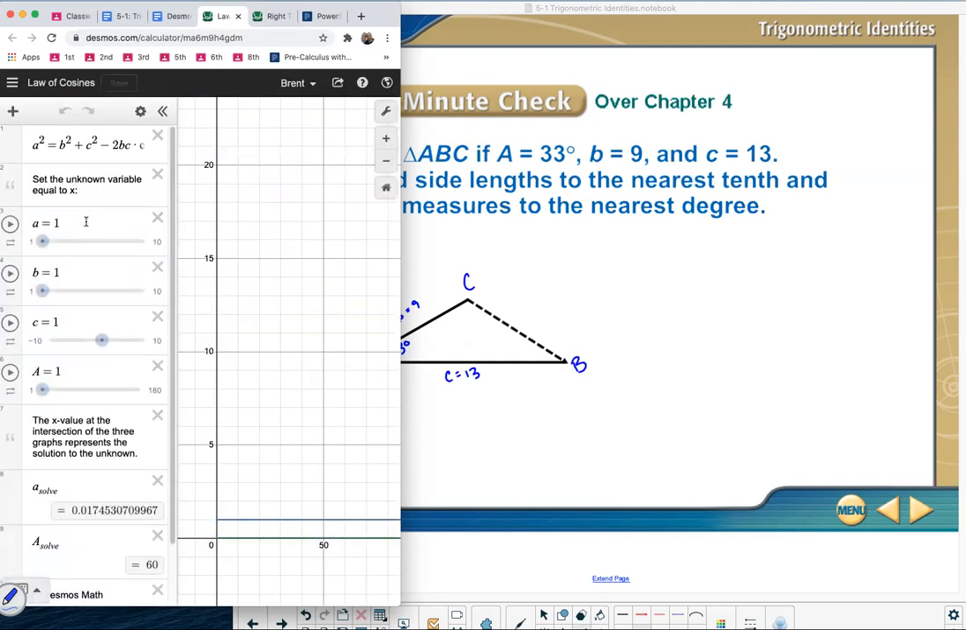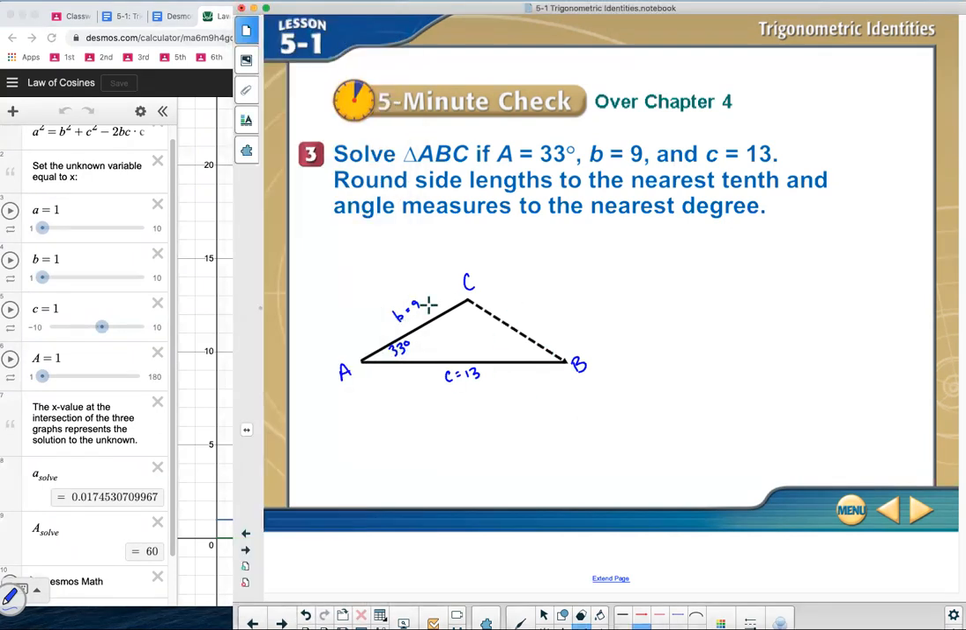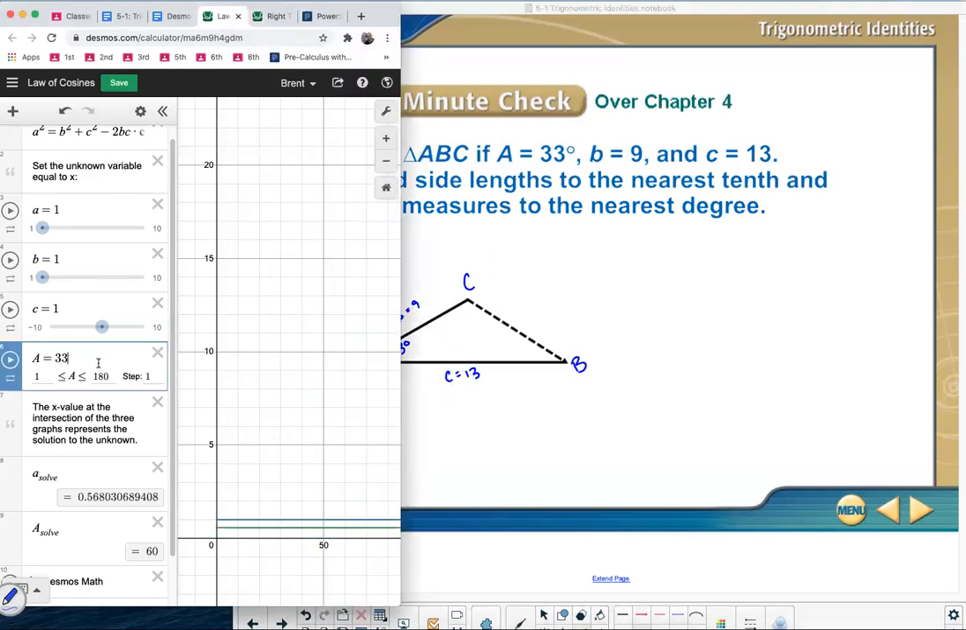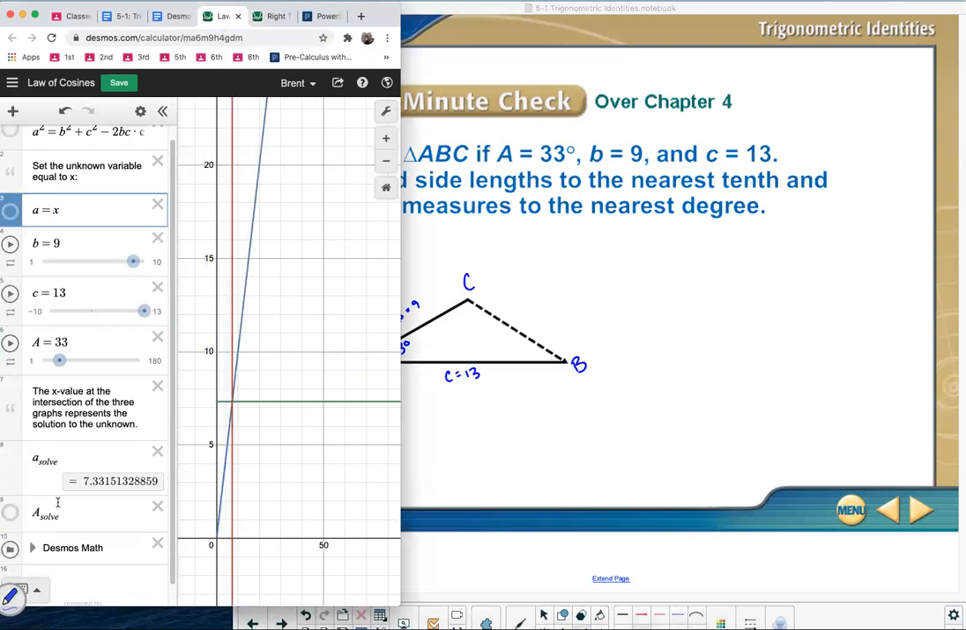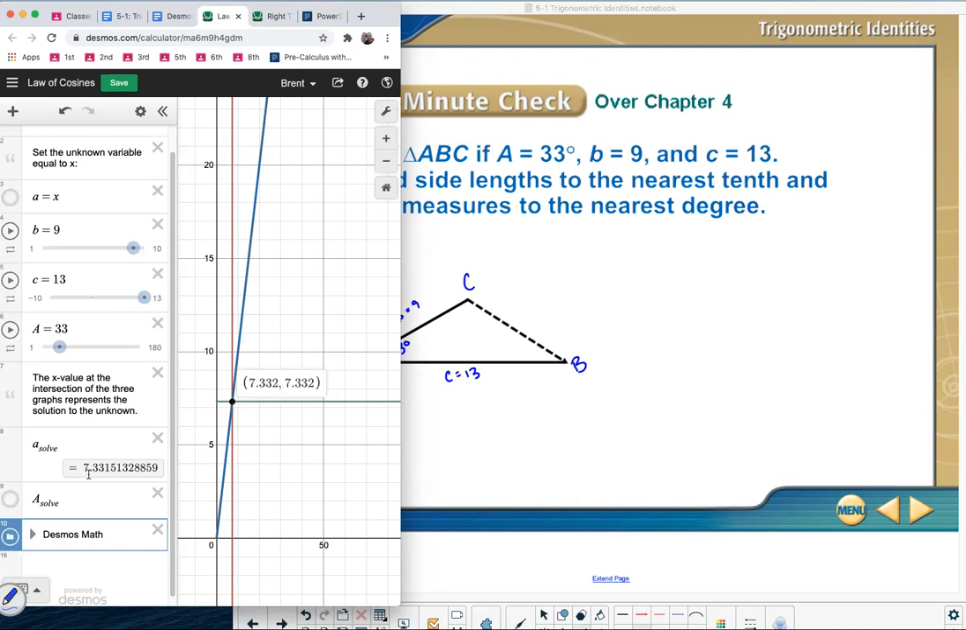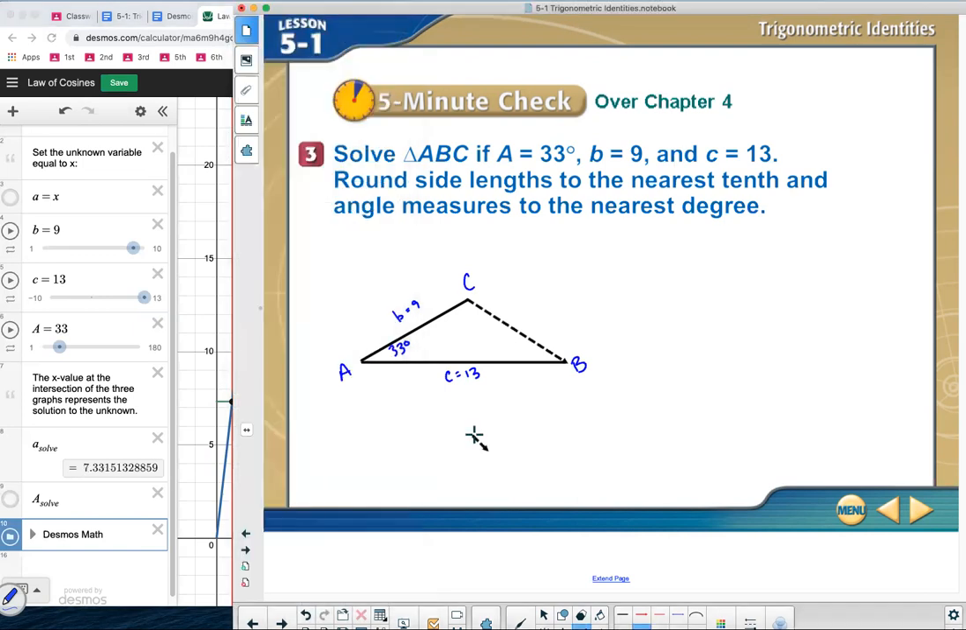So here's my values. And so when I open this up, I need to plug in my values here. Capital A is 33. Little b was 9. Little c was 13. A is unknown, so I'll put an X there. Take that off. So the answer should be the intersection, or you could just look right there. The answer should be 7.33, and it says 7.332. You can notice that's the same number right there. So we just solved for little a over here. That's approximately, if I round to the nearest tenth, 7.3.